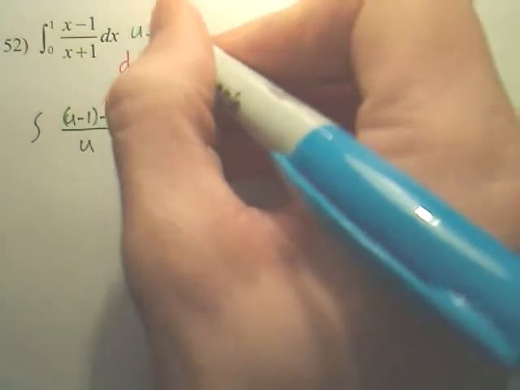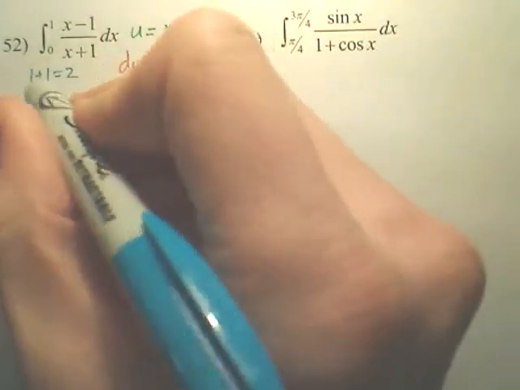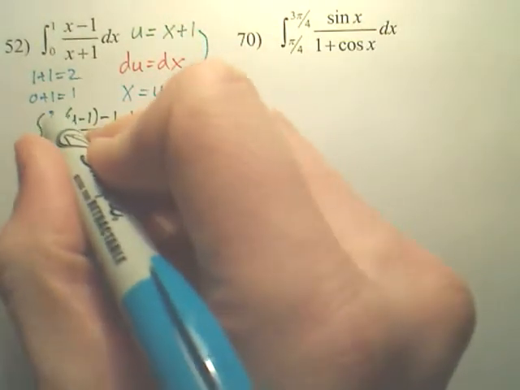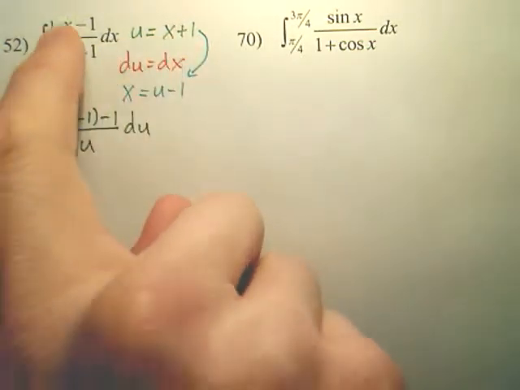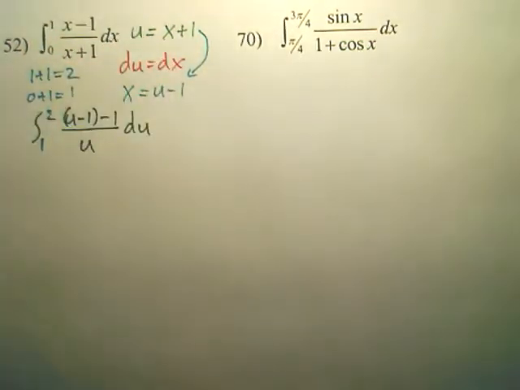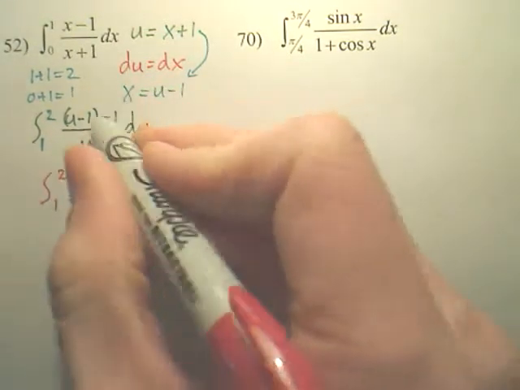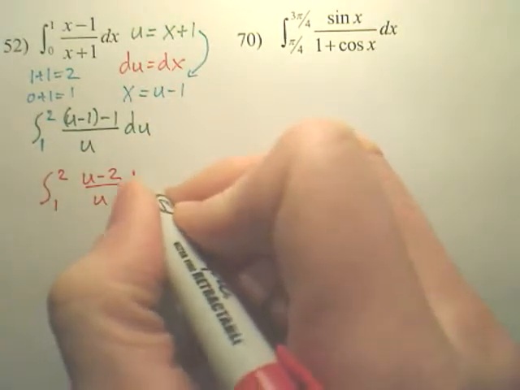My interval, I'm actually going to switch my interval to in terms of u. So what I do is I go up here, change my interval. So if it's x plus 1, this is going to be 1 plus 1, which is 2. And I'm going to plug in 0. 0 plus 1 equals 1. So I'm going to change this from 1 to 2. Again, I took this u and changed the interval in terms of u. From there, I had the integral from 1 to 2. This becomes u minus 2 over u du.